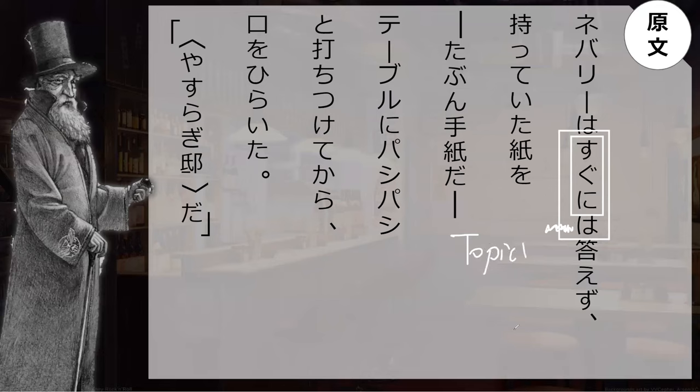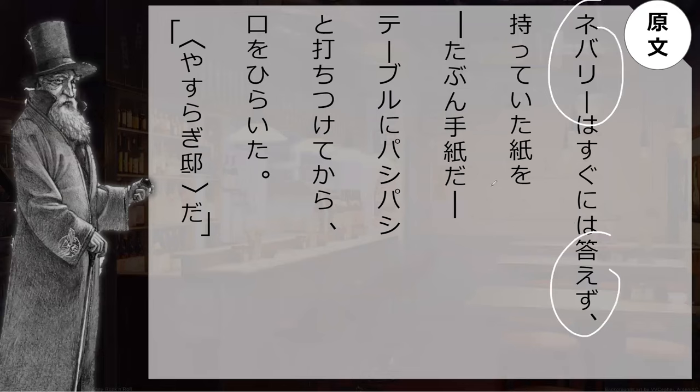With topics in Japanese, you don't need to have one topic. You can have 5,000 topics in one sentence. There's no limit to the amount of topics. The point of the topic marker is to add stress to some kind of idea. So the main substance here is that Nebri doesn't answer, but specifically, he doesn't answer quickly. He doesn't immediately answer. Instead, he's going to uchitsukete.